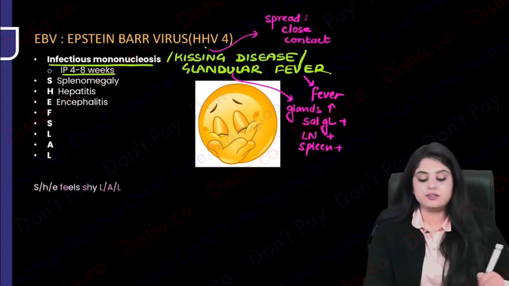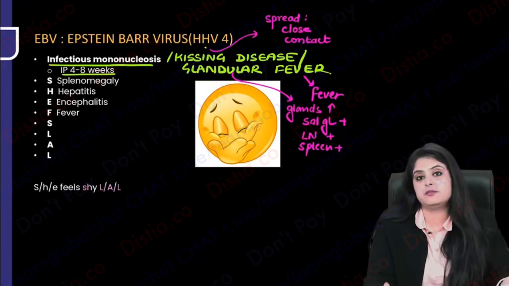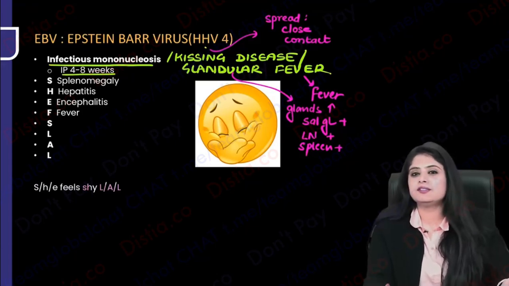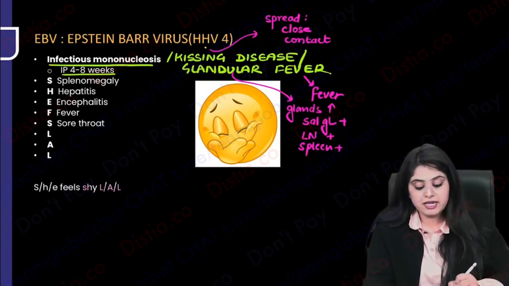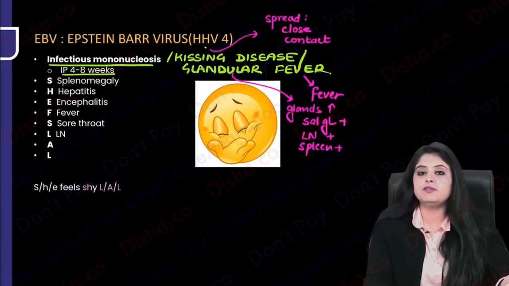So I have understood, she is feeling very, very hot. That means fever. Of course, there will be fever. With fever, think of some symptoms. Of course, everyone has a sore throat, and in the glands you're forgetting the lymph node. So L will stand for lymph node. What else?